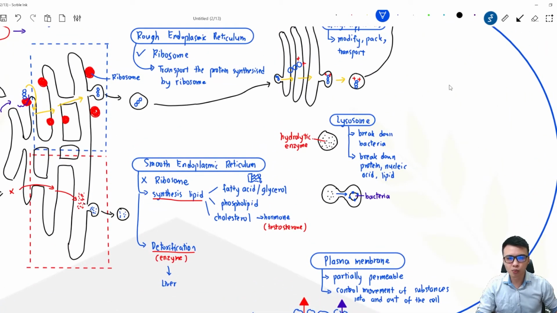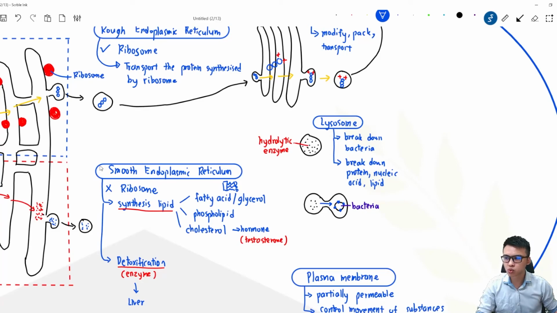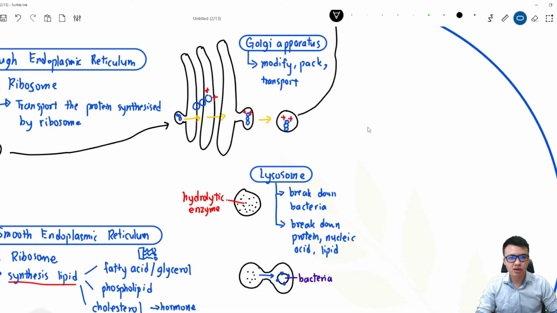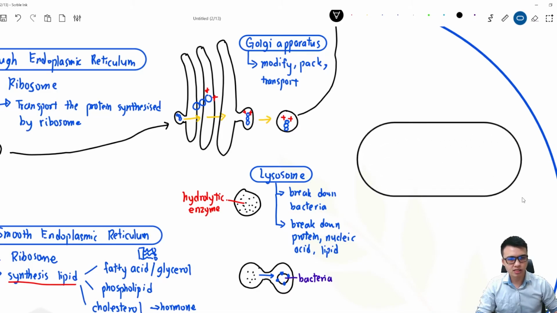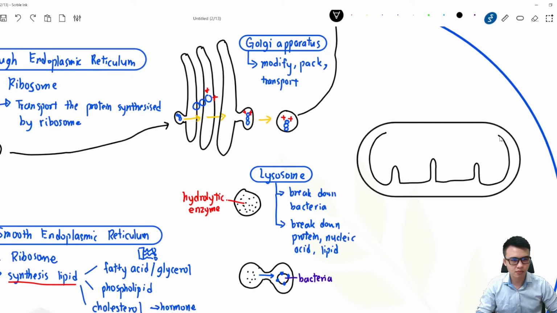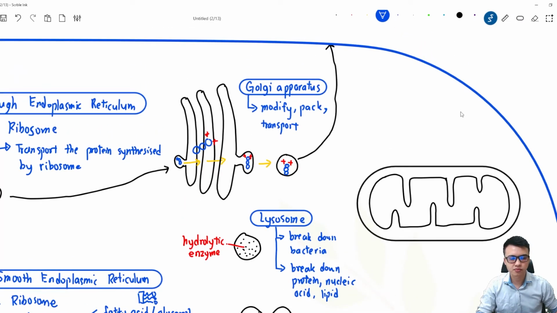Alright guys, I think we're almost done already. Now we have the last 2 organelles that we are going to learn. The next thing that we are going to learn is the mitochondrion. The mitochondrion looks like this, and we are going to draw the inner membranes of the mitochondrion in this structure. Okay, so this is how the mitochondrion looks. You guys label mitochondrion.